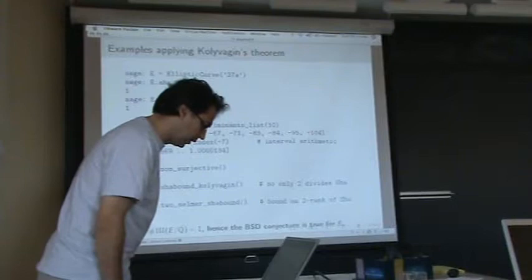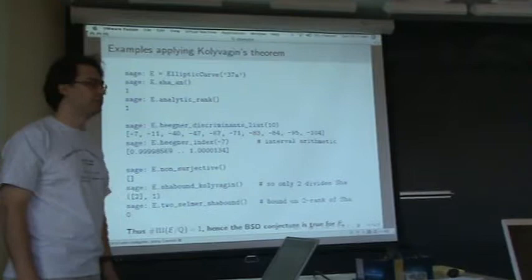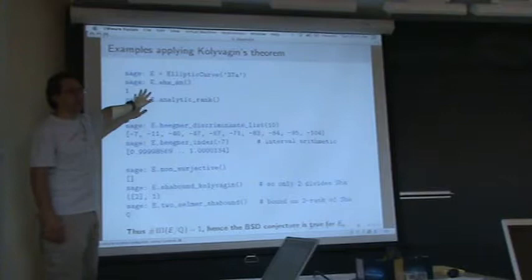So here's an example of applying Kolyvagin's theorem, and then my last slide, which will be the next slide, will be an example of applying Kato's theorem. So let's take the elliptic curve of rank 137A, and let's prove the full Birch and Swinnerton-Dyer conjecture for that elliptic curve.